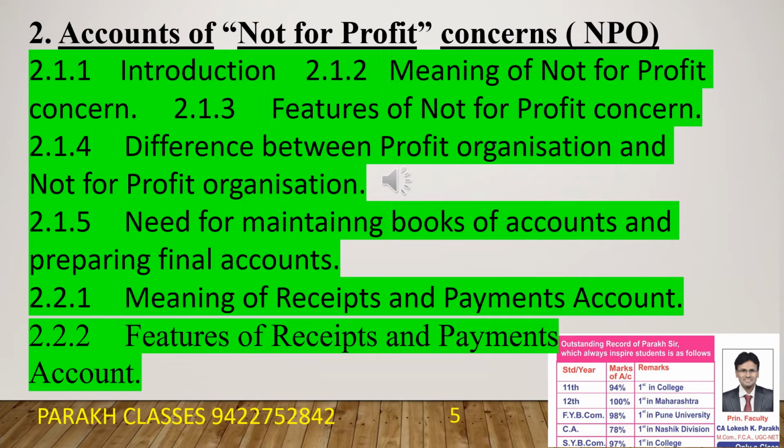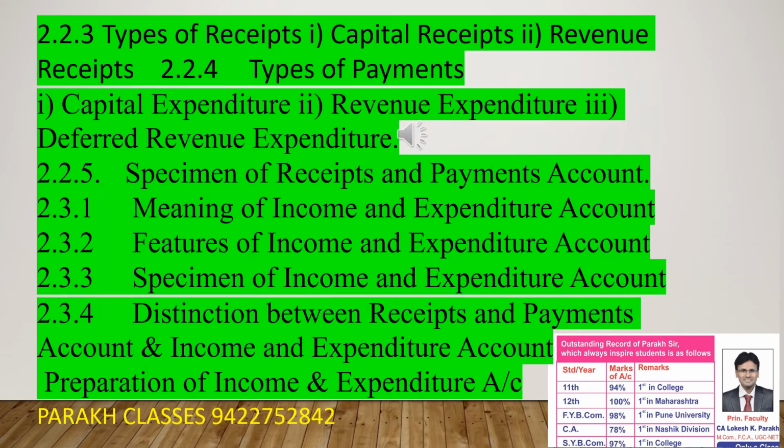Meaning of receipts and payment account and its features. Receipts and payment account is nothing but the cash book, that we are going to study here. Next come types of receipts: capital receipts, revenue receipts. Types of payments: capital expenditure, revenue expenditure, and deferred revenue expenditure. Capital means which we are going to show in the balance sheet. For example, purchase of furniture is a capital expenditure, and salary paid is revenue expenditure which we show in the profit and loss account. Then comes the specimen, that is the format of receipts and payment account.